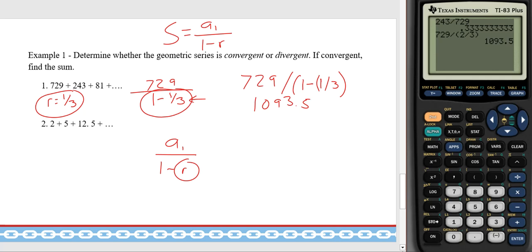The second example here, I have to calculate my r value. So second term divided by first term, and I get 5/2. And before I even calculate that, that's an improper fraction, right? So that is going to be an r value that has an absolute value greater than or equal to 1. And if I calculate that, 5 divided by 2, I get 2.5, and that is definitely greater than or equal to 1. So this one is divergent, and that is all the work there is to do on number 2, because it is divergent. I cannot find the infinite sum.